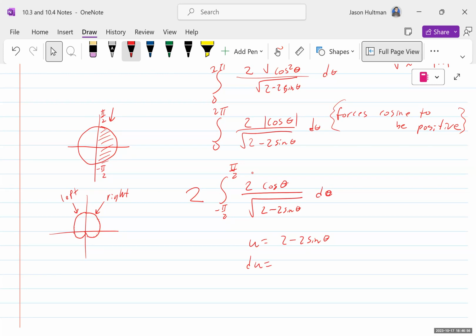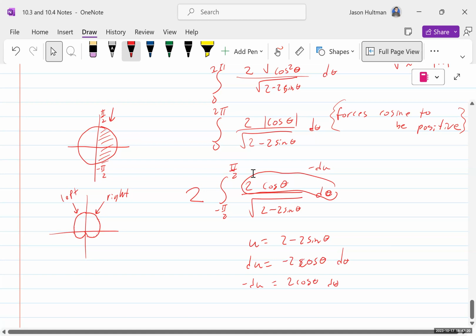du is equal to negative 2 cosine theta. That's nice. So negative du is equal to 2 cosine theta d theta. So here's my du right here, my negative du. Okay, and so what do I get?